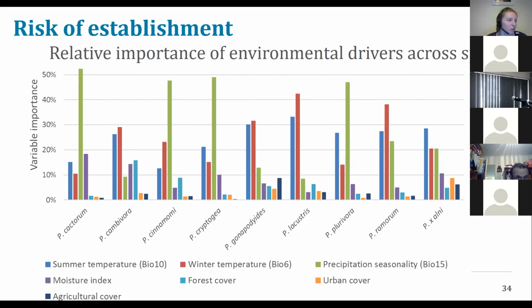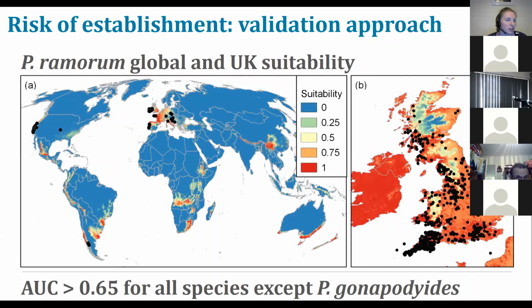And these maps show how we evaluated these global niche model approaches. So the global map shows the occurrences from outside the UK that we used to train the model and the predicted global suitability for Phytophthora ramorum. We used a metric called AUC to measure the predictive success of the models. So for this, a value of 1 means perfect discrimination of presences and absences, and a value of 0.5 means the model's no better than random.